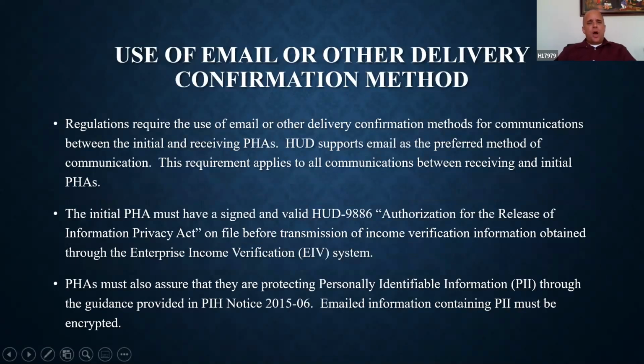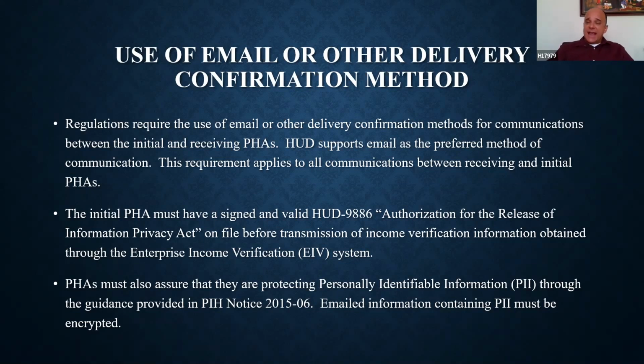The regulations require that PHAs use some form of confirmed delivery method for communications in the portability process. This is for both the initial and receiving PHAs. Now, HUD supports the use of email as a preferred method of communication, but other methods may be used. The methods that I can think of mainly would be certified mail, which has become much less frequent over the last several years, and possibly fax receipts. These would be faxes that give the initial or receiving PHA a receipt that confirms that the fax was received.